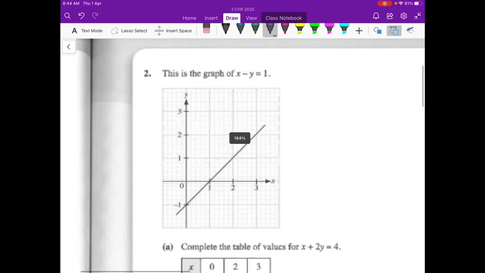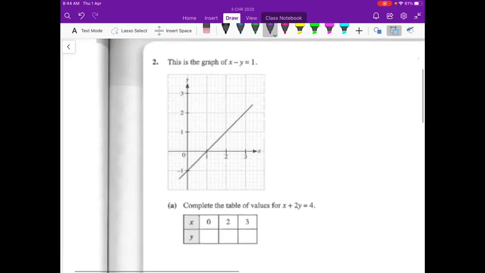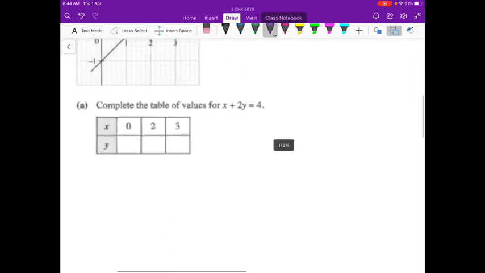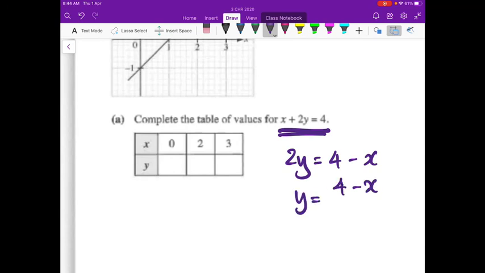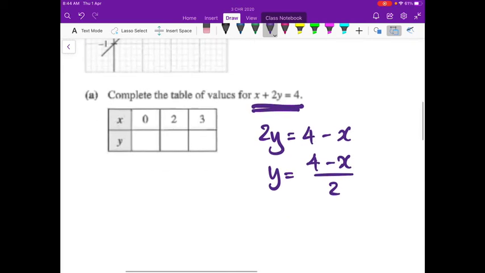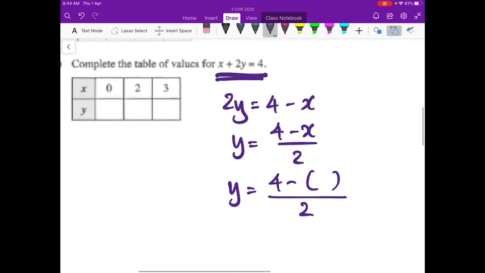This is the graph of x minus y equal to 1. Complete the table of values for x plus 2y equal to 4. Okay. So in this case, you can make y the subject first. 2y equals 4 minus x. Y equals to 4 minus x over 2. Making y the subject. Okay, now we substitute the x value inside. So y equals to 4 minus something over 2. What is the first something? 0. 4 minus 0 over 2 is 2.